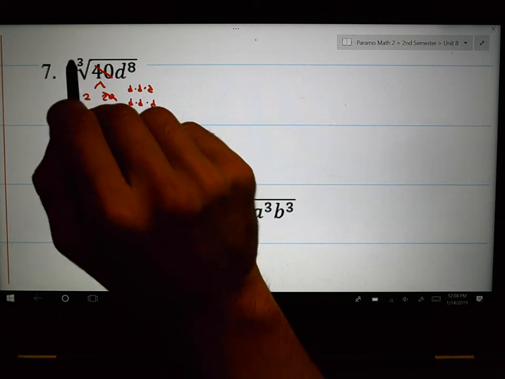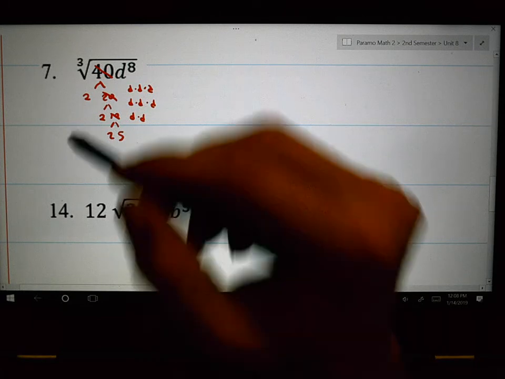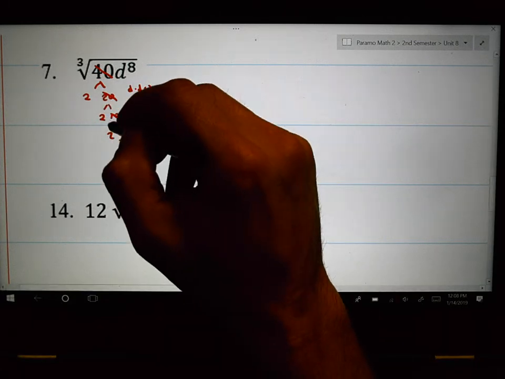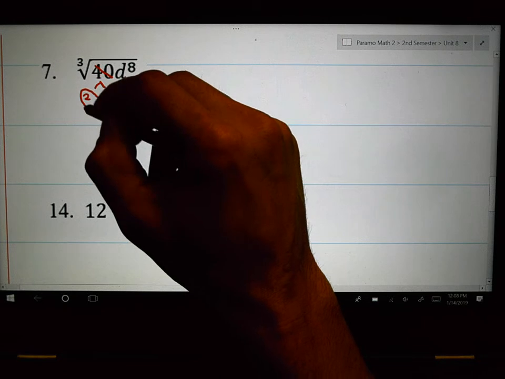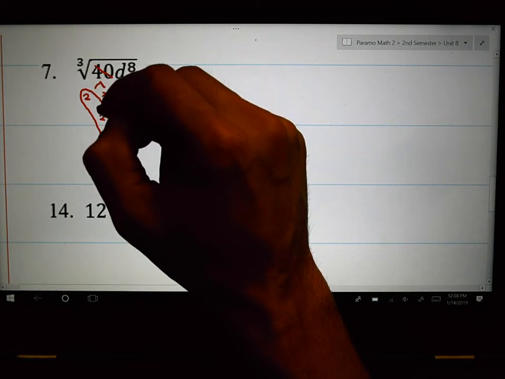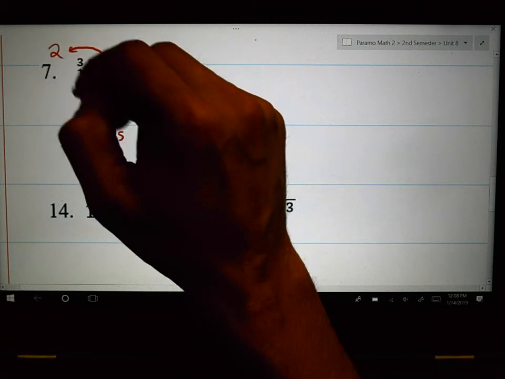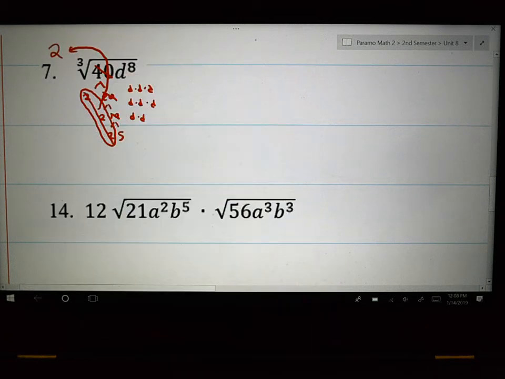I need 3 factors to break out. That's what a third root means. Something multiplied by itself 3 times. And look, I have 3 of these 2's. I can circle 3 of these. And for every group that's circled, 1 of them can break out. That's because the cube root of 8 is 2.